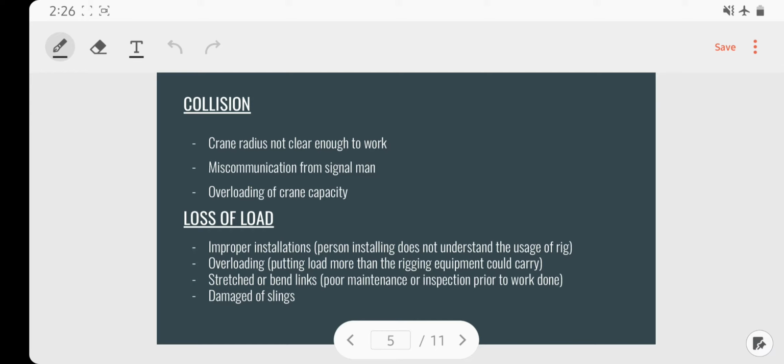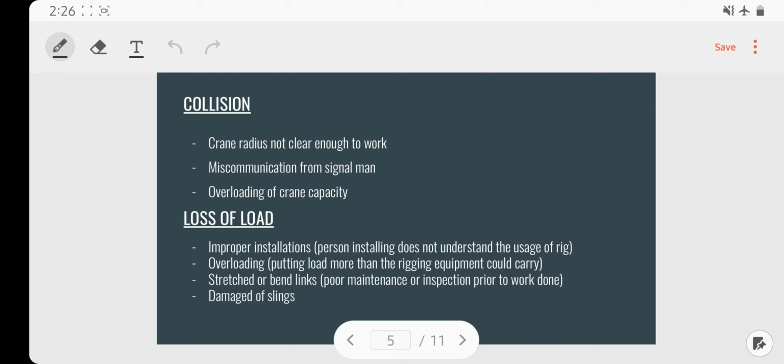Another factor is overloading. Overloading in this case basically means you are loading materials more than the rig can withstand. So if you are carrying too heavy and your rig cannot withstand the weight of the material, it can snap and drop all your load down to the ground.